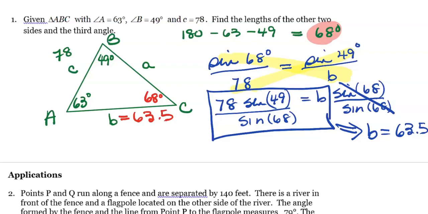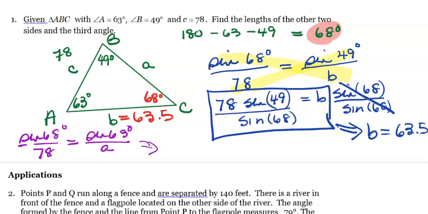So I'm still going to use sine of 68 over 78, and that's going to equal, let's find side A, sine of 63 over A. Cross products, right? This times this gives me A times the sine of 68. That's going to equal 78. And remember, it's good form to close those parentheses after your angle. 78 times the sine of 63.